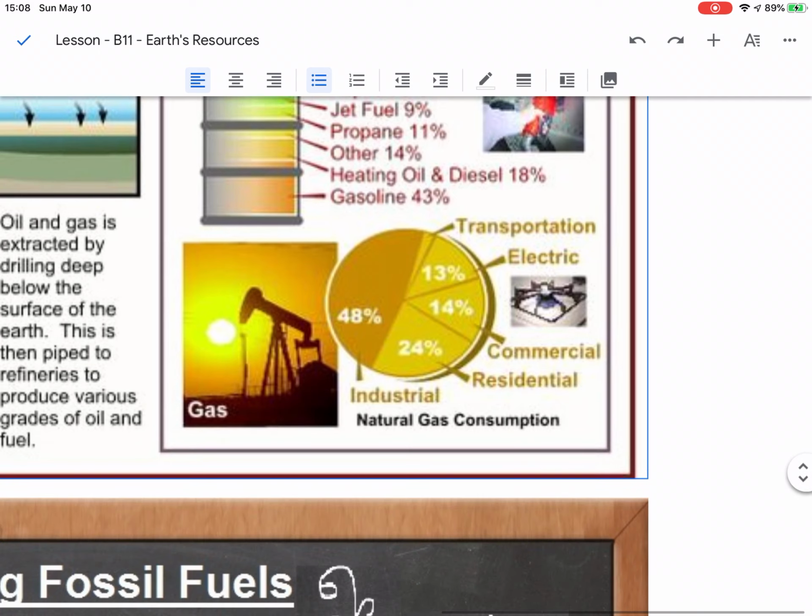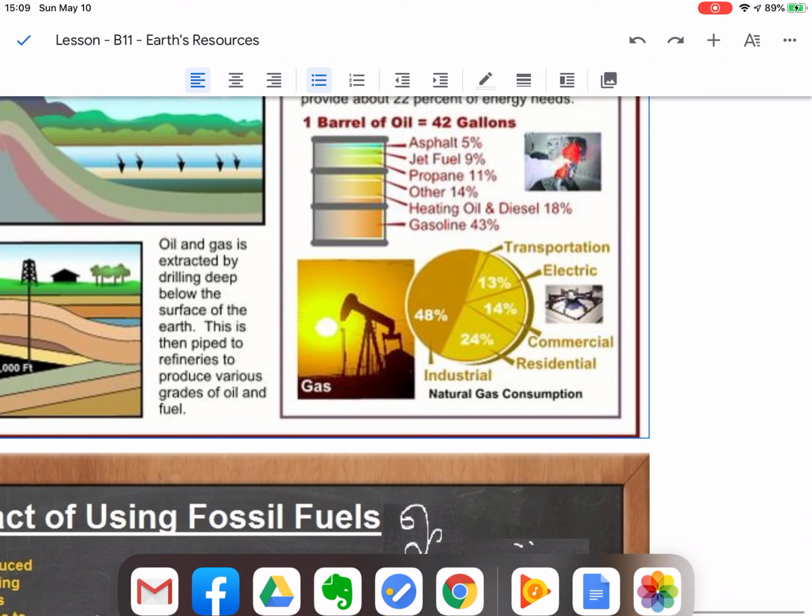And then gas. At first, we used to just burn the gas off, and we figured, hey, if we can burn it, we can use it. And now we use the gas for a lot of things. Industries use natural gas for a big chunk of it. We do use some gas for transportation, as well as production of electricity. Some of you have gas stoves that are used in your residential and commercial areas to help produce heat.